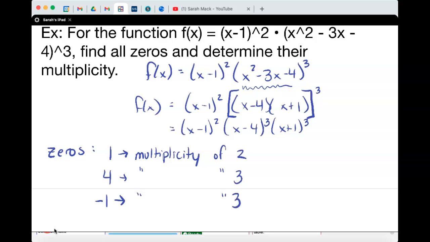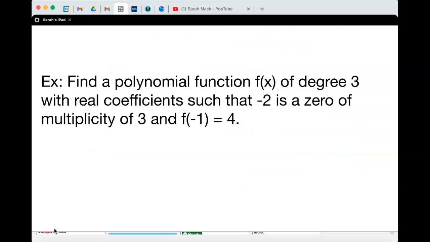So does anybody know what the degree of this polynomial is? Yeah. So if I want to determine the degree, basically I have to add all the multiplicities, the degrees of all the linear factors. So it's 2, 3, and 3. This is the degree of 8. So I should have 8 zeros, technically, but they're repeated 2, 3, and 3 times. Okay. Last one.